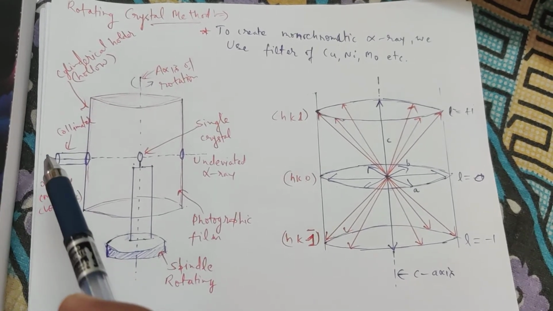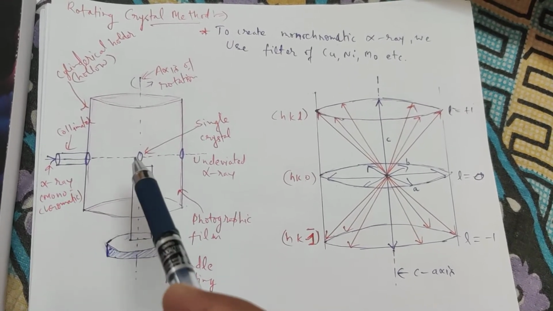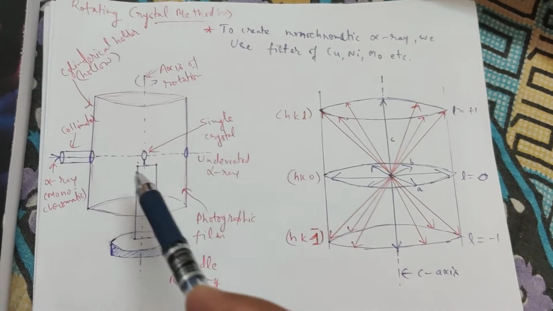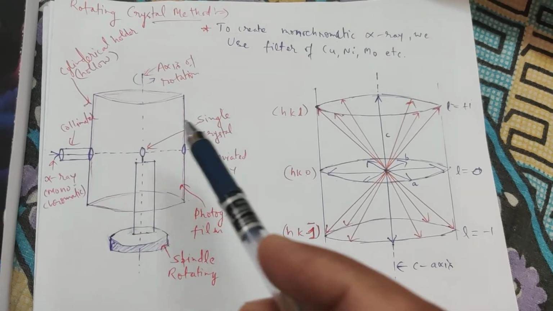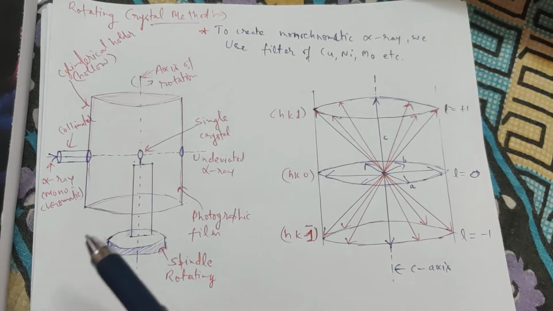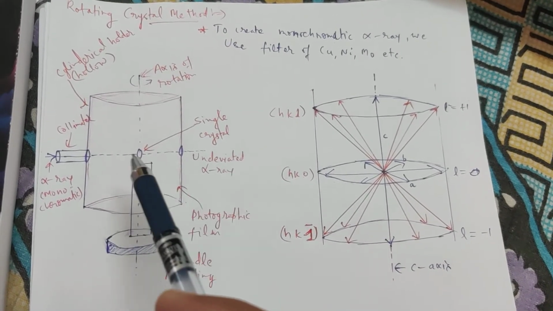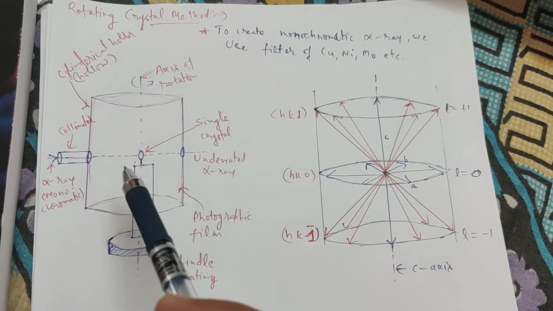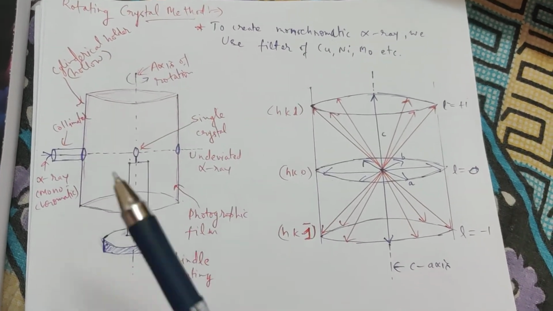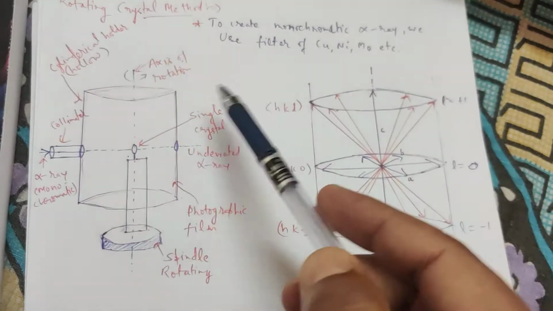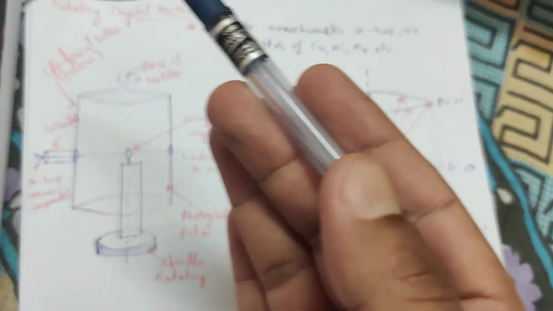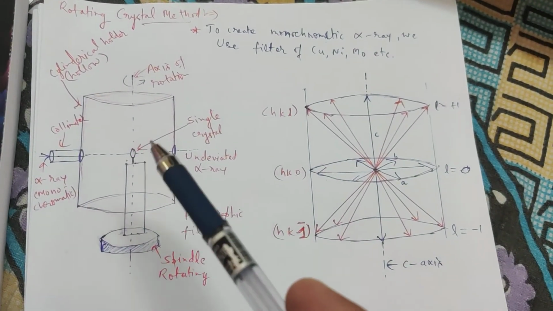This monochromatic X-ray is focused by using this collimator on the single crystal. The crystal is orienting in different directions, therefore we will have diffraction or reflection of X-rays in different directions. This is the undeviated X-ray, meaning it is not reflected by the single crystal. Now, as the X-ray is incident, we know that this single crystal is composed of parallel crystal planes.